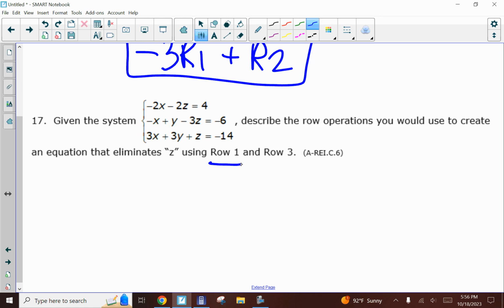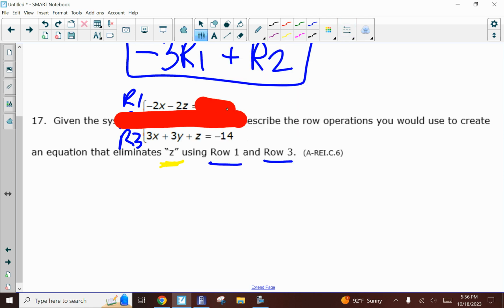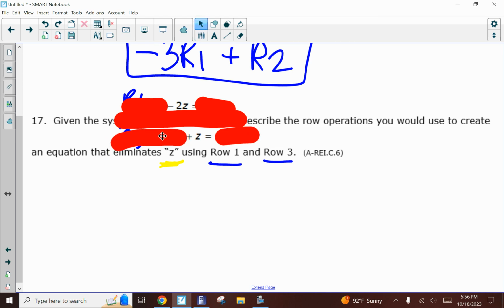It says use row 1 and row 3. So this is row 1, row 2, and row 3. Since they're not saying anything about row 2, I'm going to just delete that. It says right here to figure out what you need to do to get rid of the z. So I'm going to get rid of everything but z. I'm going to get rid of that, this, all this, and that. Got to be careful though, because I need to see that sign.